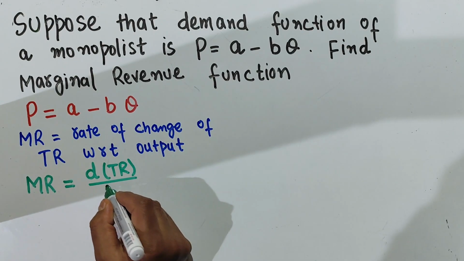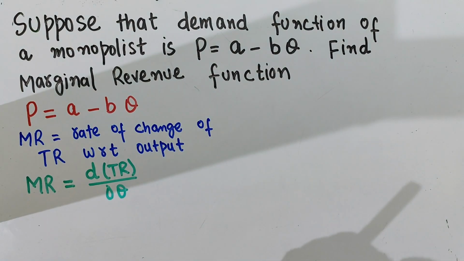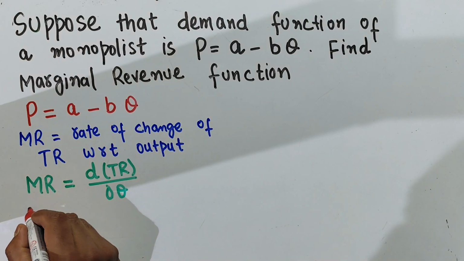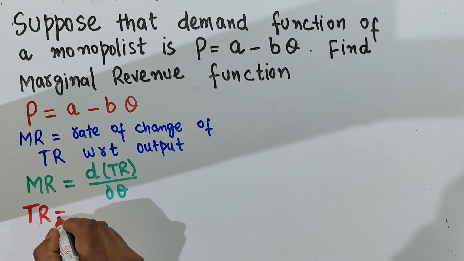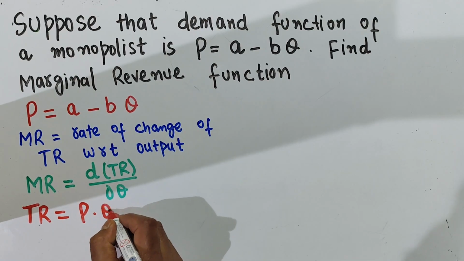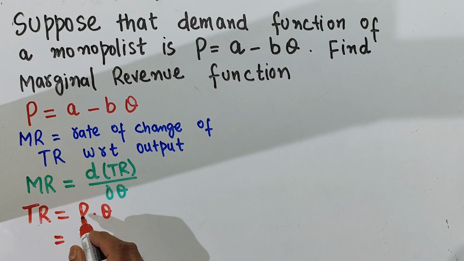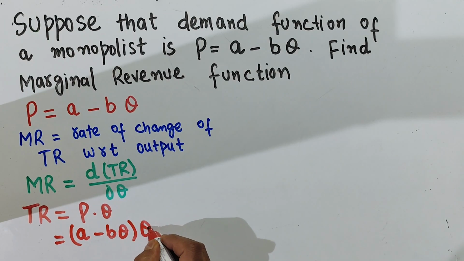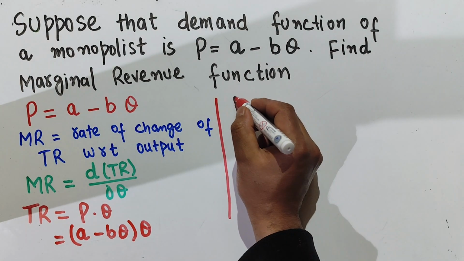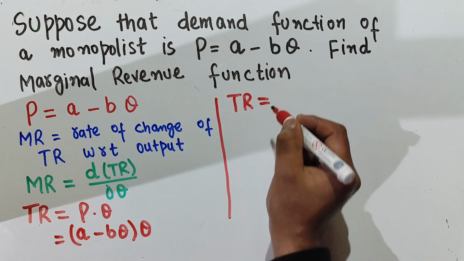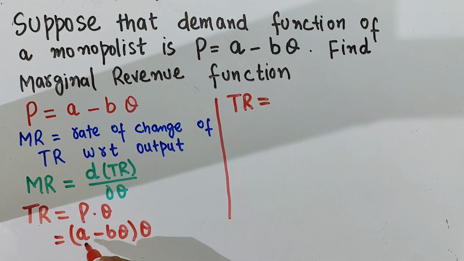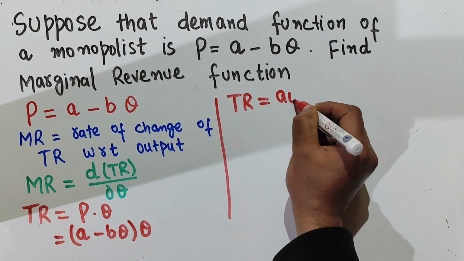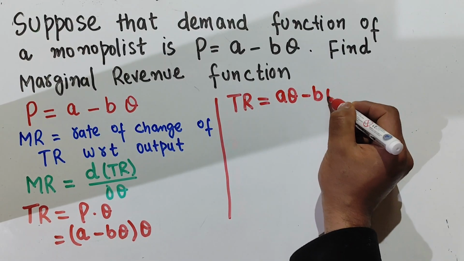with respect to output. Okay, so that means first we need to find out the total revenue function. So what is total revenue? We know that total revenue is simply price into output. So the inverse demand function is given. In place of P we write A minus BQ, and to this we multiply this Q. Okay, so that gives us total revenue, multiplying this Q to each of these terms, so it becomes AQ minus BQ square here.